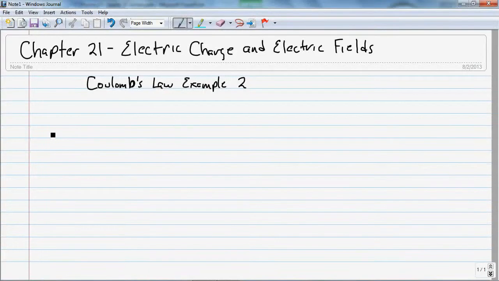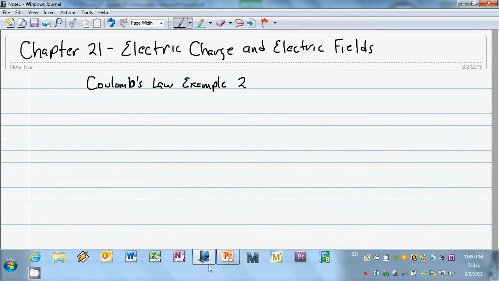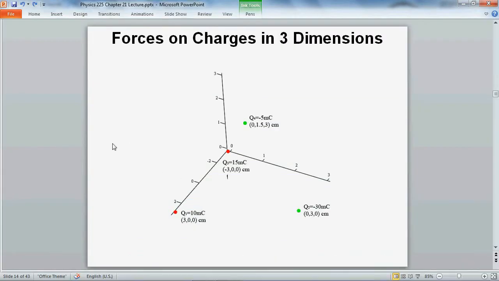We are now ready to look at an example of charges in a three-dimensional arrangement and using Coulomb's law to find the forces between those charges. Our example is based on this design of the charges at the points of a pyramid, and you notice in the arrangement that you have two positive charges and two negative charges.